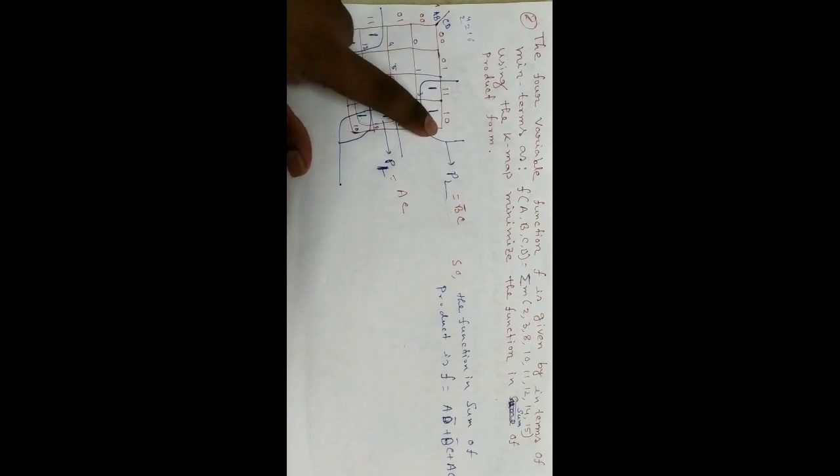Now for P2, in this group we see which one is variable and which one is not variable. For this portion, A is 1 and B is 0, and for this portion A is 0, B is 0. So A is variable but B is 0, B is not variable, so we take B; 0 means B bar. And for this portion C is 1 1 and D is 1 0, so D is variable, so we take C. So P2 is B bar C.